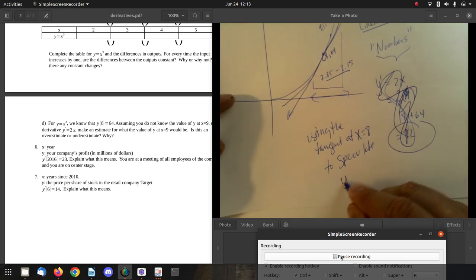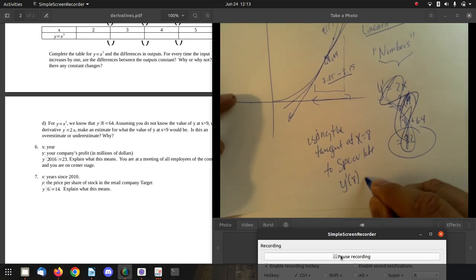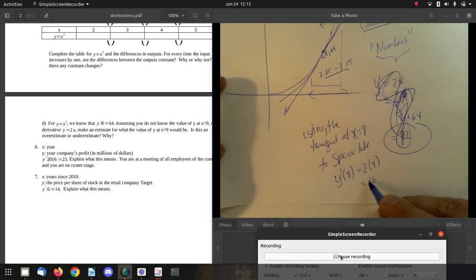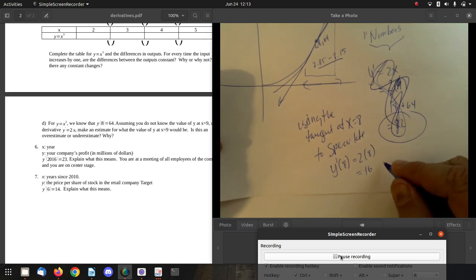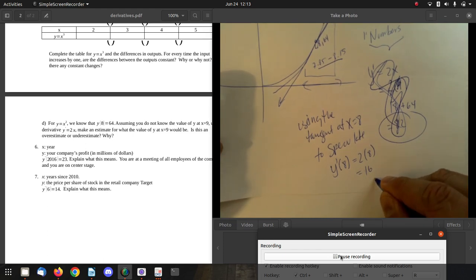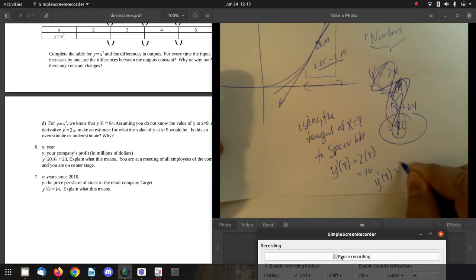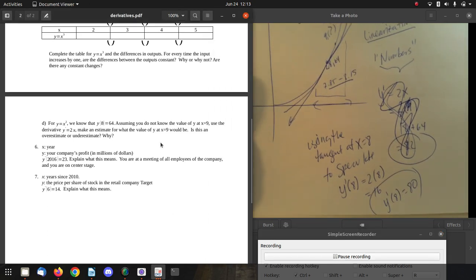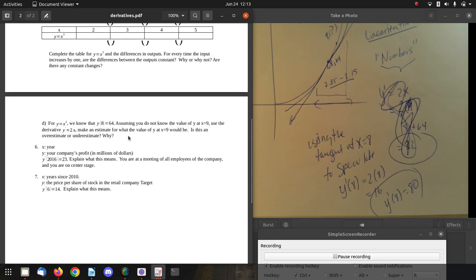So we actually want to do y prime of 8. And y prime of 8 will equal 2 times 8, which equals 16. We add 16 to 64, and we get 80. How does 80 inform us about the answer to this question? So they're saying, use this to make an estimate for the value of y at x equals 9. I think we did that. And then, is this an over or under estimate in y? I'm not going to answer this last question. I want you guys to do that on your own.